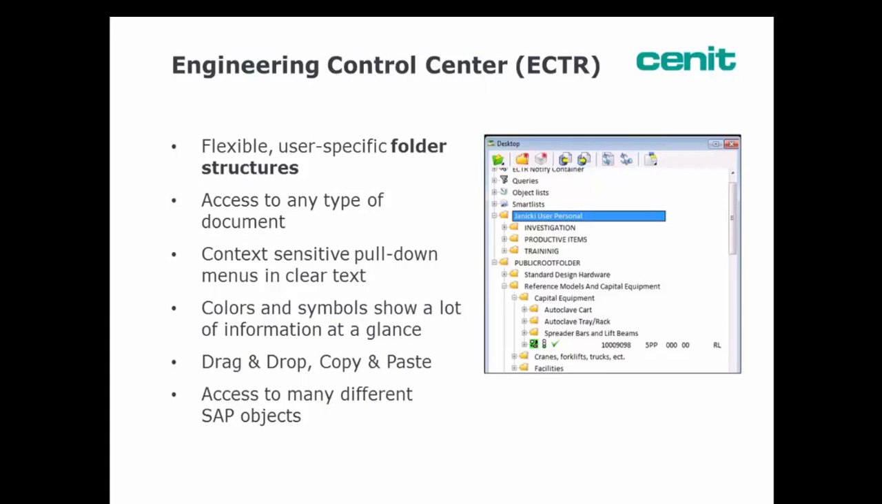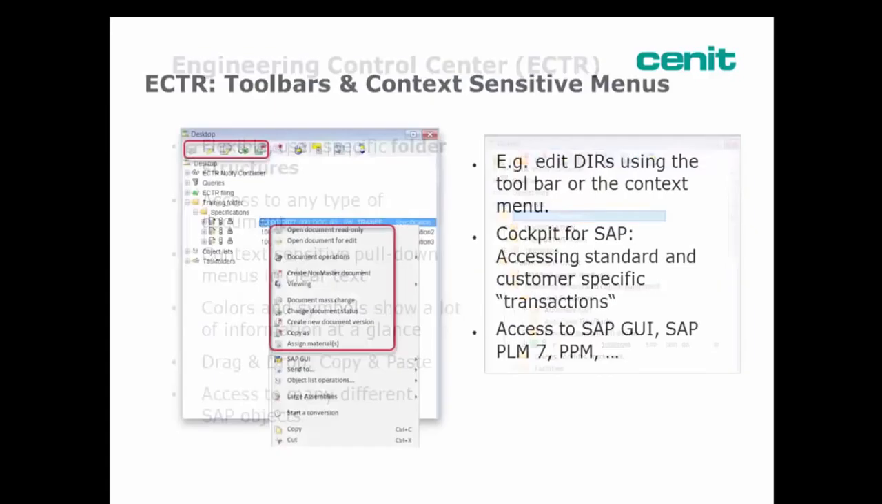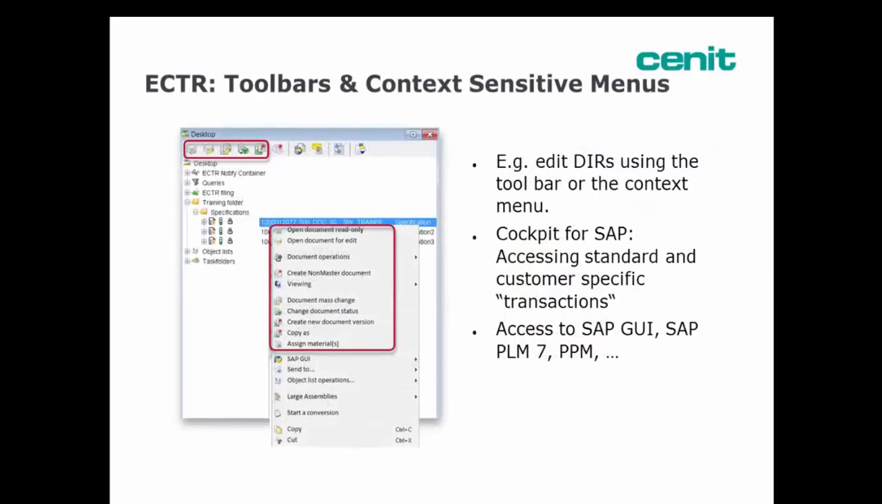And around that, you have then all the functionality that you would expect from a CAD data management, a data management and document management tool set in general. A lot of context-sensitive pull-down menus that allow you to efficiently access functionality, and with access to all the different SAP objects that are important in the engineering domain. The toolbars and context-sensitive menus, of course, change depending on the object that you work with.